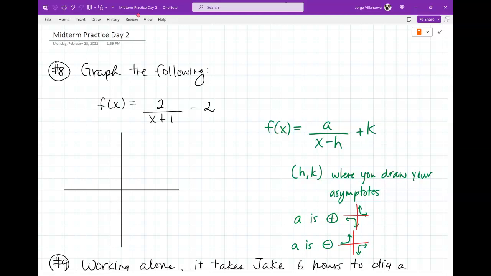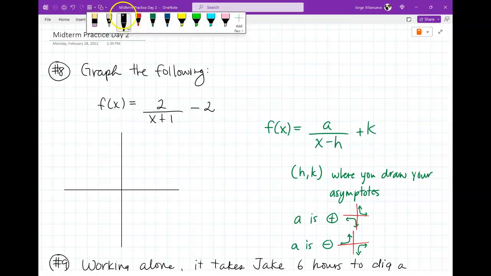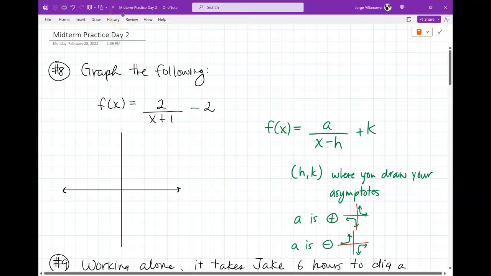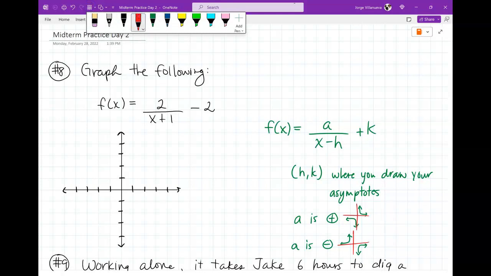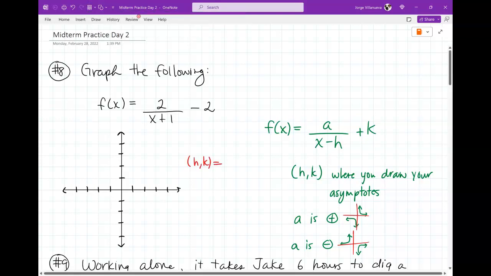So in our problem here, let me just create my markings for this graph. I'm just going to label a couple things. I want to figure out my h, k. So what is my h, k for this problem right here? Negative 1, negative 2. All right, good. So I'm going to go to negative 1, negative 2. I'm going to put a dot right there.